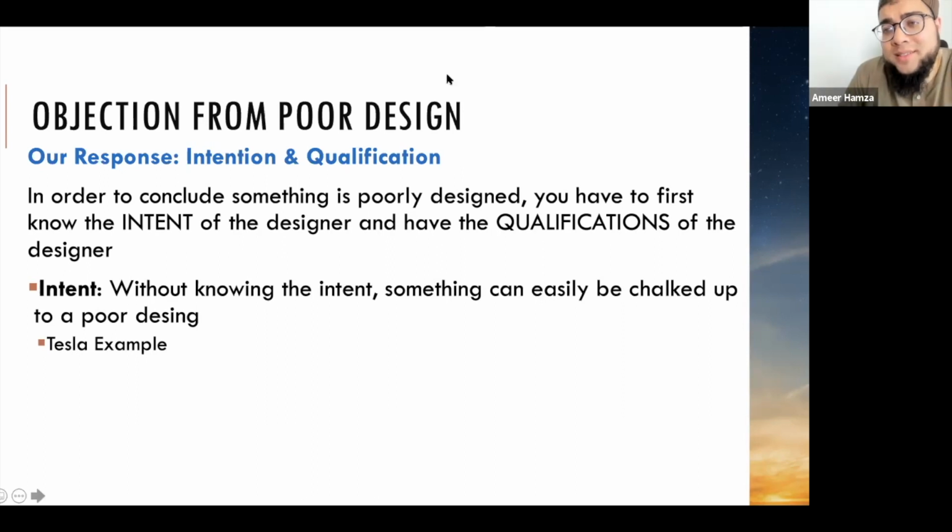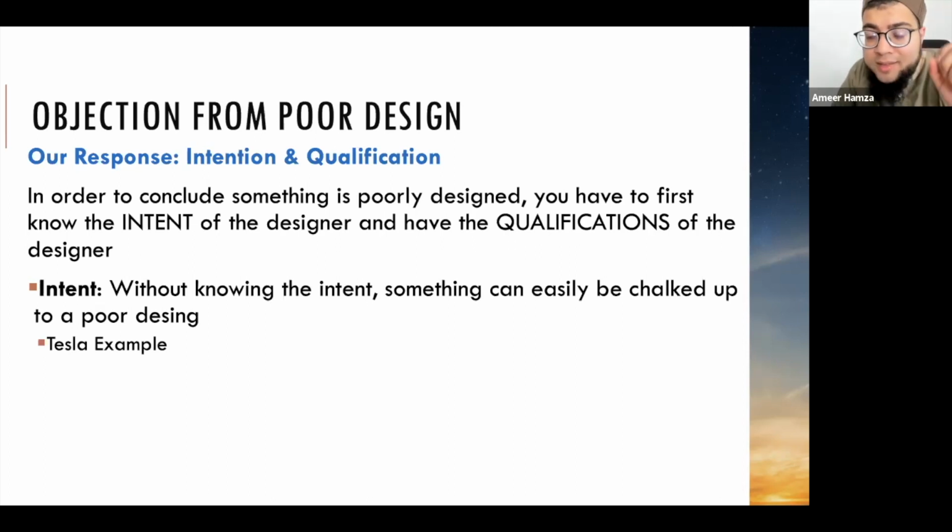So let me give you the Tesla example. If someone tried to put gas in a Tesla, where you're supposed to charge the battery, and they have no idea it's an electrical vehicle, they don't know that the intent behind it is to run on electricity, not gas. And now it doesn't work, and it basically malfunctions. They're like, what a poorly designed car. It sucks. It doesn't even do what a Corolla can do, and I paid $70,000 for a Tesla. Poorly designed. No, it's not poorly designed. You just don't know the intent.